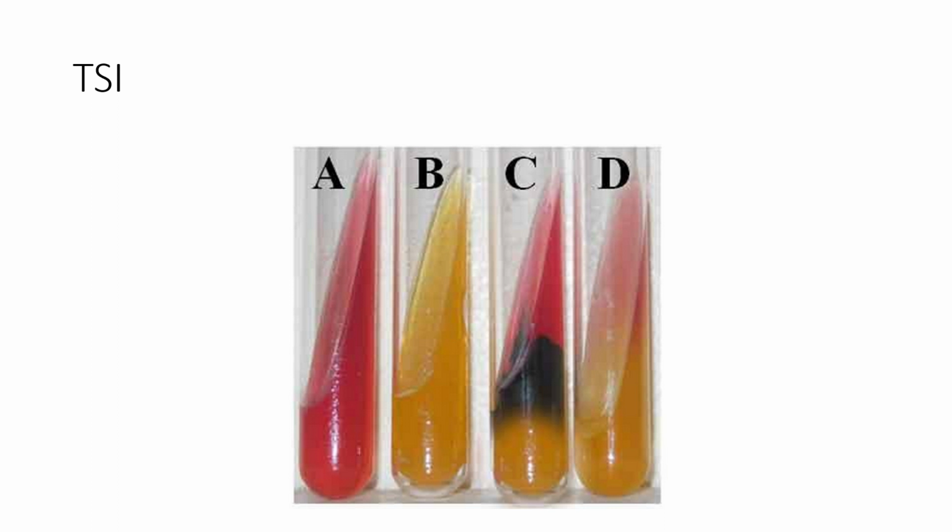So here are just some more examples of TSI slants. Recall that we mark the top part of it first. I'm just going to give the results for these. This first one is going to be K over K because there was no yellow color change and there's no H2S produced. So K over K. This one is A over A, acid over acid. It's all yellow. This one is K over A, H2S positive, because of the black color. And then this one is K over A. So that's how you would score all of these TSI slants.